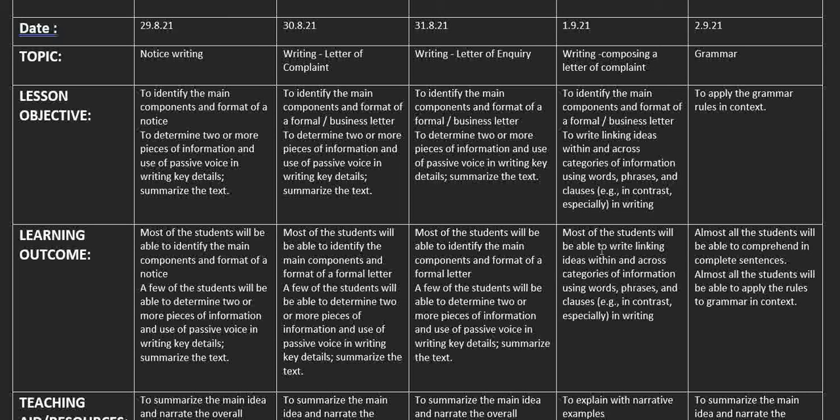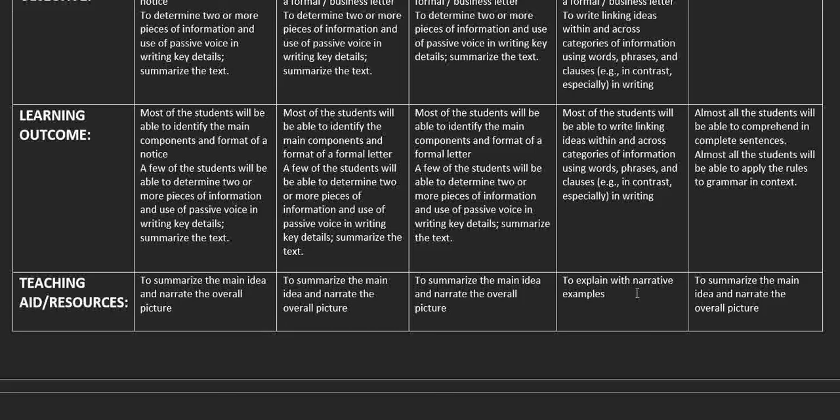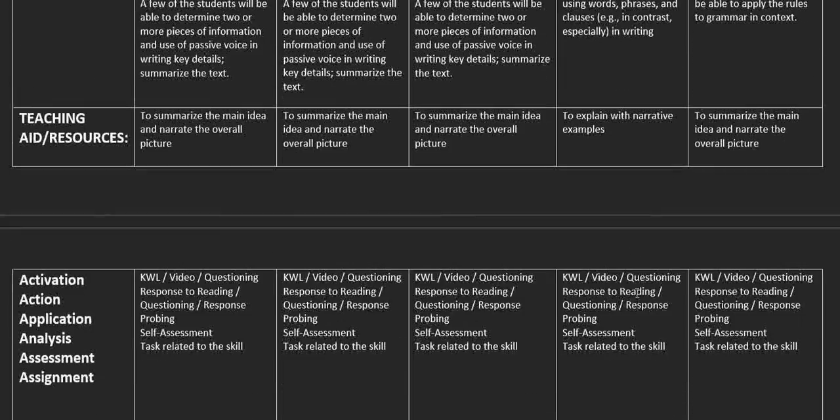And then using words and phrases and clauses, especially in contrast, especially in writing. It is expected that most of you will be able to use it, because it is quite a necessary part of the language which you have already learned. So it is now applying it in a developmental form in writing. And then you should be able to explain and cite examples.